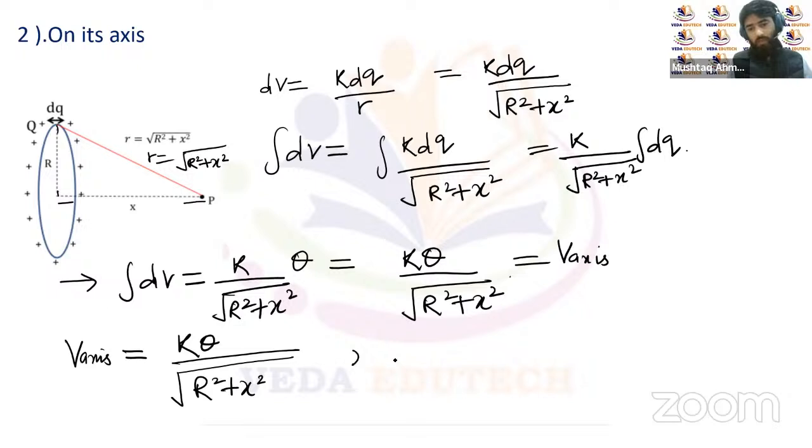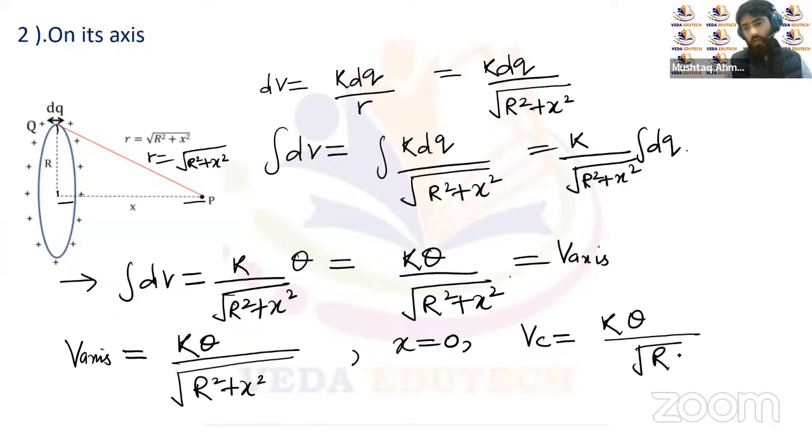And for the center, you can just calculate from this equation as well. If we put the value of x equal to 0 here, the potential at the center of this ring will be kq over under root of r square, that's r. So kq over r, right? You can confirm from here also that at the center the potential due to this ring will be kq upon r, right?